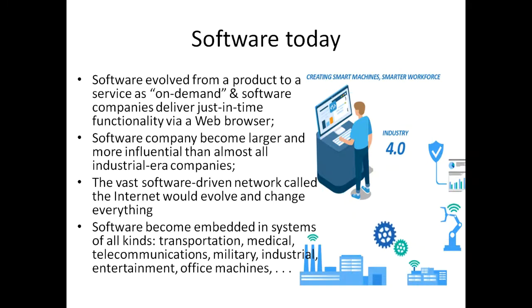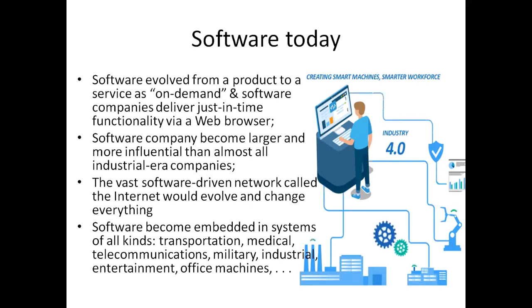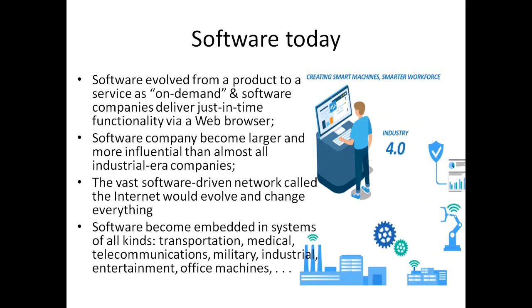Software evolved from a product. In the earlier slide we have seen we can easily buy any software, isn't it? But this can also change now. Software evolved from a product to a service on demand. Most of the software companies will give the service just in time through web browsers. The software companies become larger and more influential than almost all industrial era companies. Therefore, IT companies are the most influential things in the industrial era.